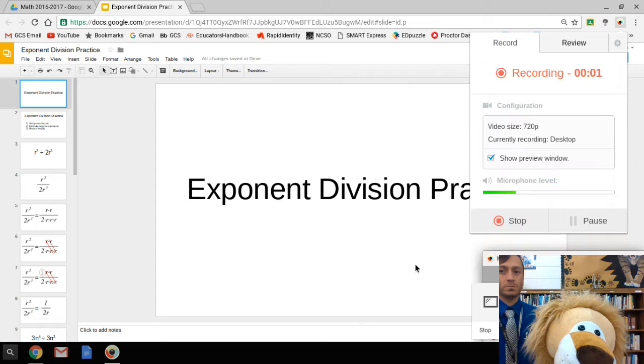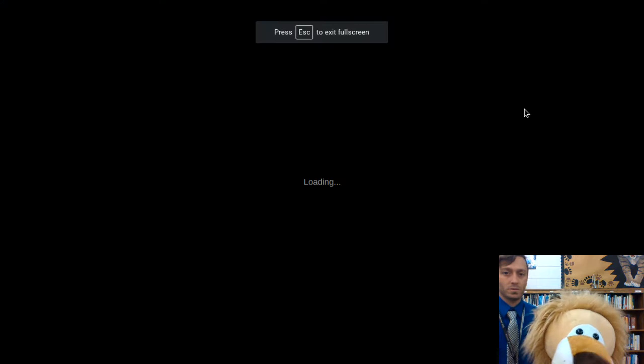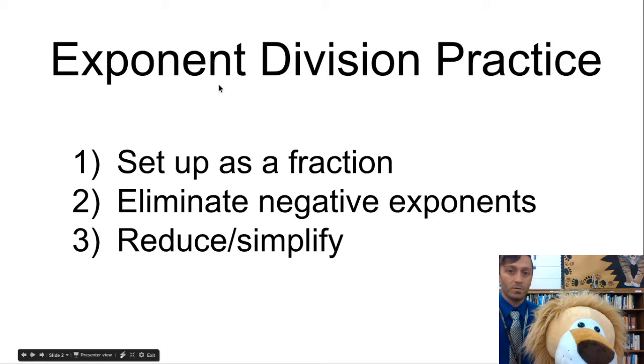All right. Good morning. We're going to be doing exponent division practice, which seems to be the most difficult one. So I'm going to start by giving you just 3 easy steps. First of all, exponent division practice, set up as a fraction, eliminate negative exponents, and then reduce/simplify what you've got. So first example, r squared divided by 2r to the third.